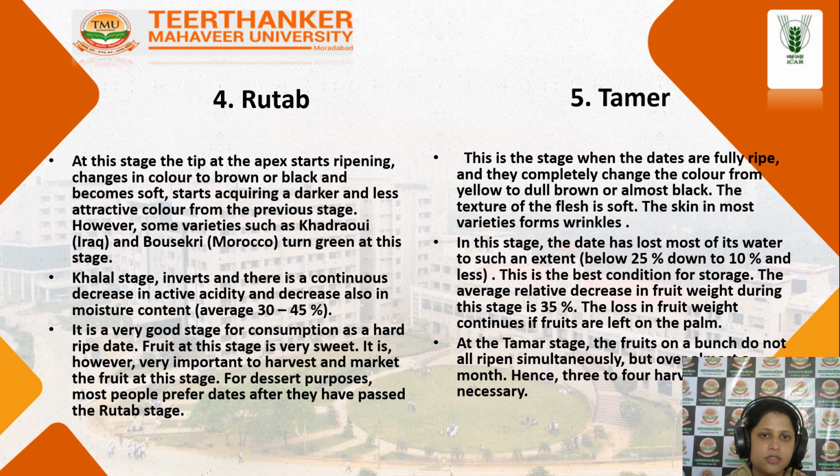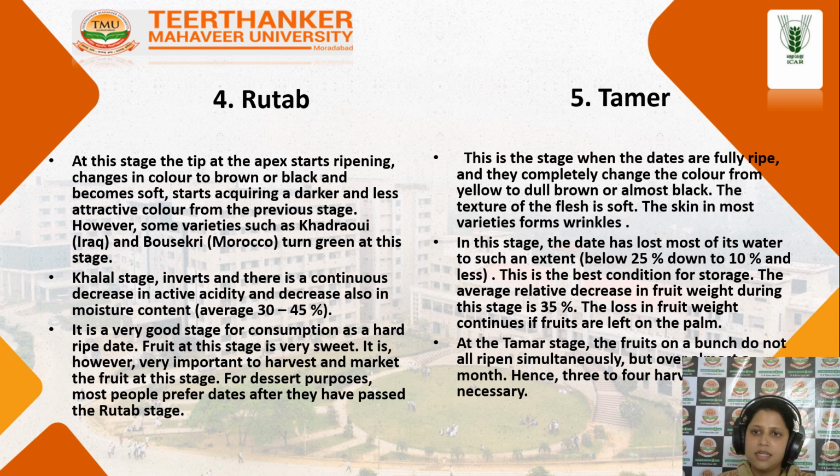The fourth stage is Rutab. At this stage, the tip at the apex starts ripening, changes its color to brown or black and becomes soft. It starts acquiring a darker and less attractive color from the previous stage. Khalal stage inverts and there is a continuous decrease in active acidity and decrease also in moisture content. It is a very good stage for consumption as a soft ripe date. Fruit at this stage is very sweet. It is however very important to harvest and market the fruit at this stage. For dessert purposes, most people prefer dates after they have passed the Rutab stage.